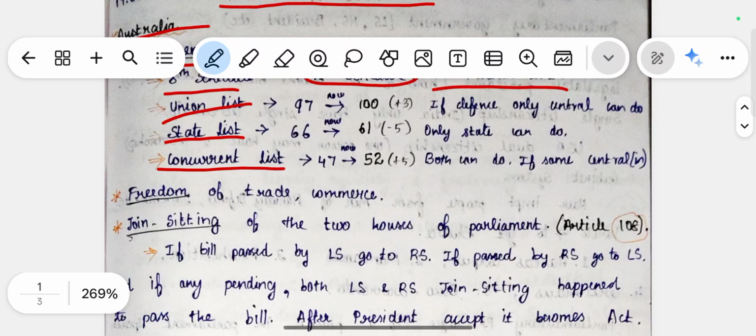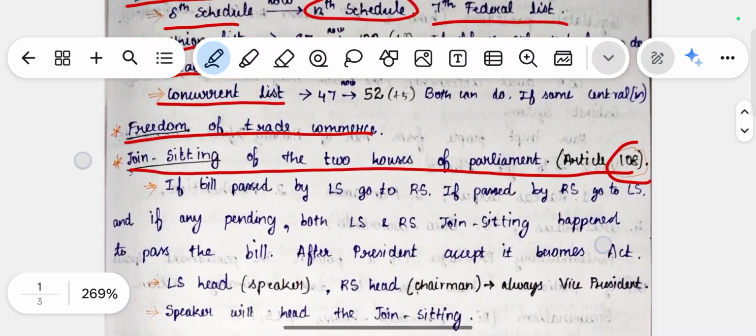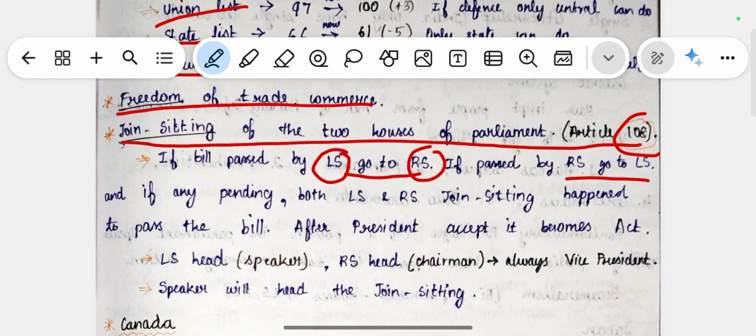So this concept we took from Australia. The next one is the freedom of trade and commerce, and the next one is the joint sitting of the two houses of the parliament, which is dealt with in Article 108. This concept is also taken from Australia. If a bill is passed by Lok Sabha, it needs to go to Rajya Sabha. In our parliament we have two houses, one is the upper house, another one is the lower house. If a bill is passed in the lower house, which is Lok Sabha, it will go to Rajya Sabha. If a bill is passed by Rajya Sabha, it obviously goes to Lok Sabha.